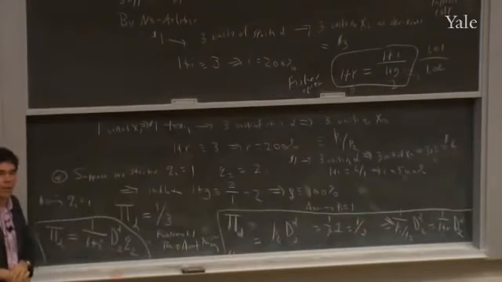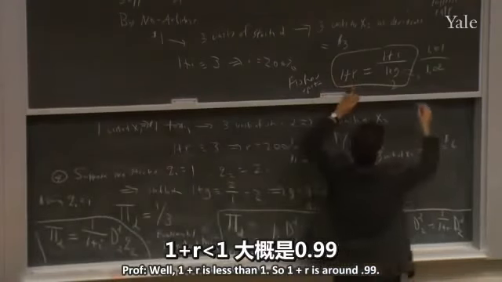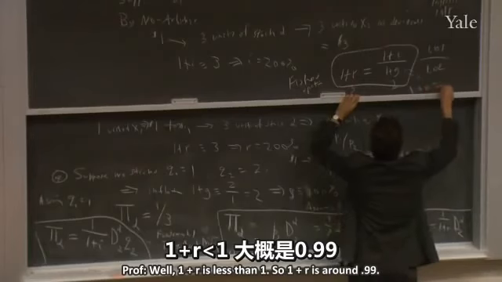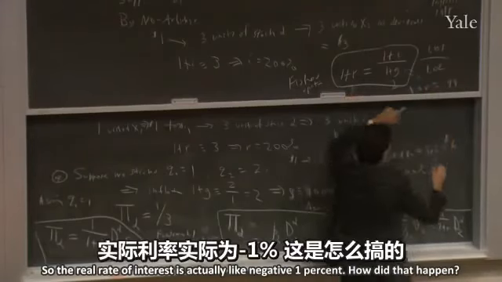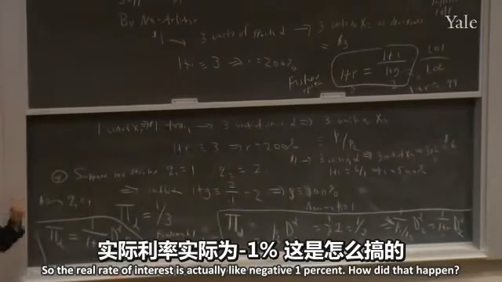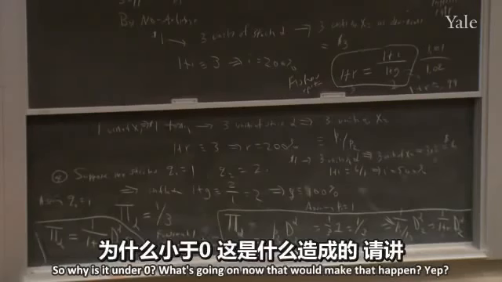So what is the real rate of interest now? It's less than 1. 1 plus r is less than 1. So 1 plus r is around 0.99. So the real rate of interest is actually like negative 1%. How did that happen? Do you think it's standard to have the real interest rate be under 0? So why is it under 0? What's going on now that would make that happen?